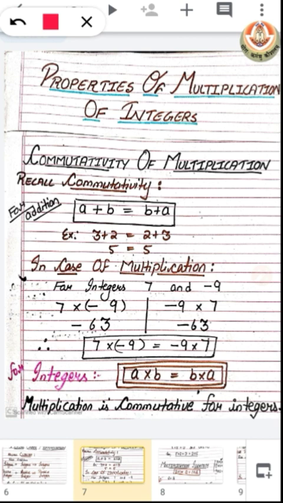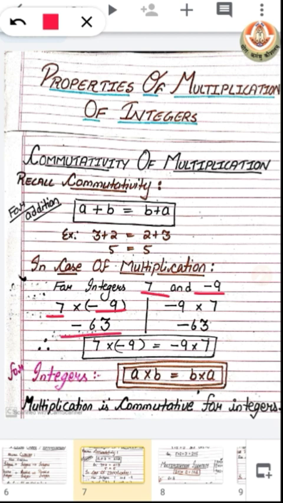For this we have to take an example to easily understand this property. So let's take two integers. One is positive, that is 7. One is negative, that is minus 9. Okay, so let's multiply them. Why multiplication? Because we are learning multiplication. Okay, so we have to multiply 7 with minus 9.